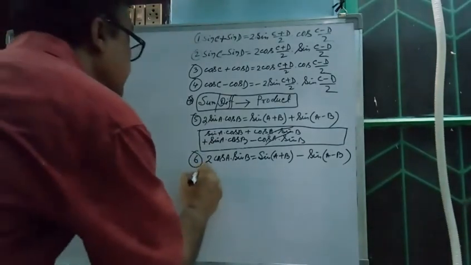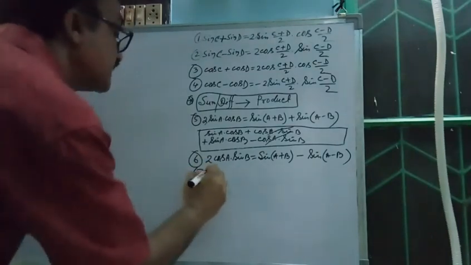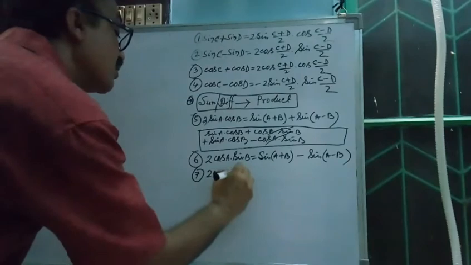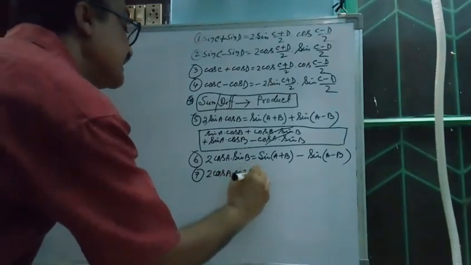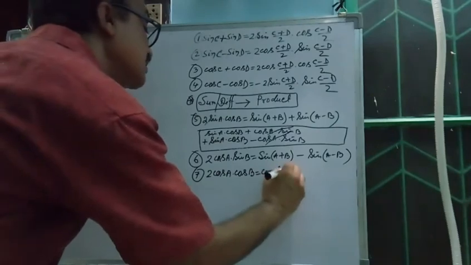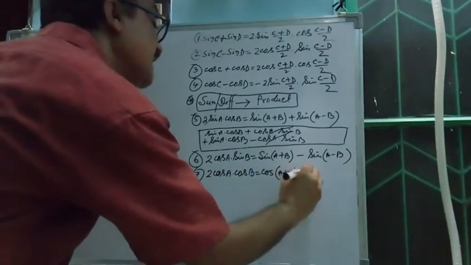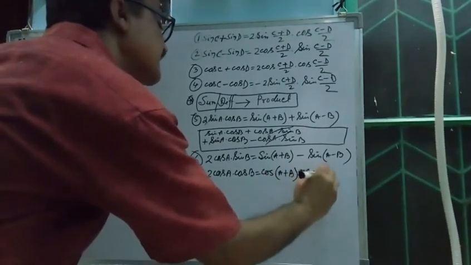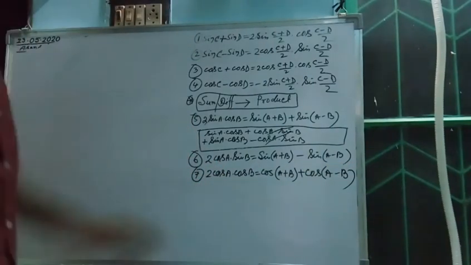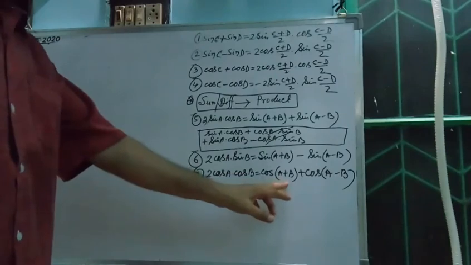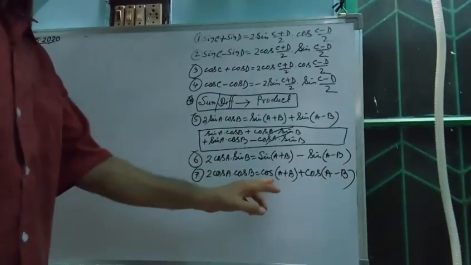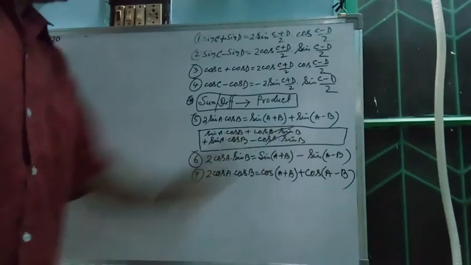Next, 2 cos A cos B. This can be written as cos plus, meaning cos (A plus B), plus cos (A minus B). If we take cos plus cos minus, we get cos A cos B minus sin A sin B and cos A cos B plus sin A sin B. Yes, so we get 2 cos A cos B, and sin A sin B will cancel.